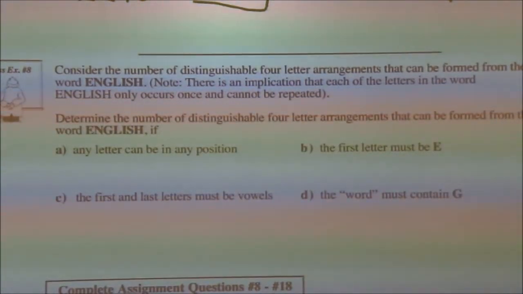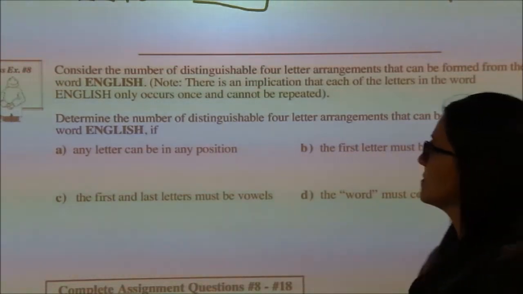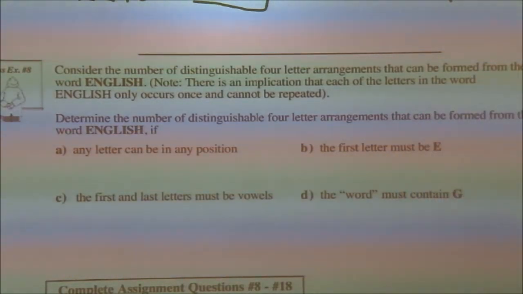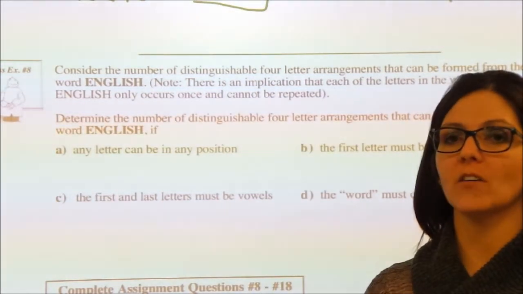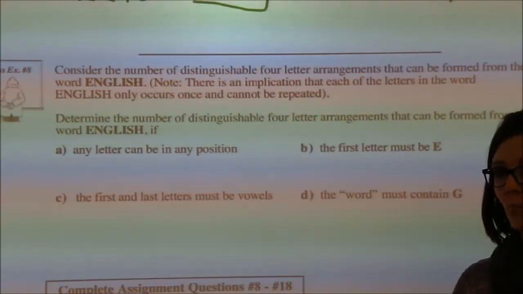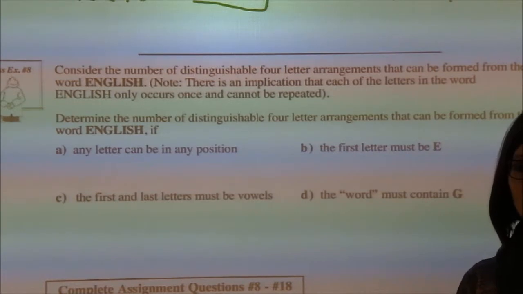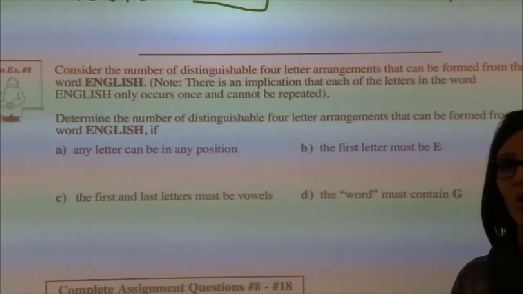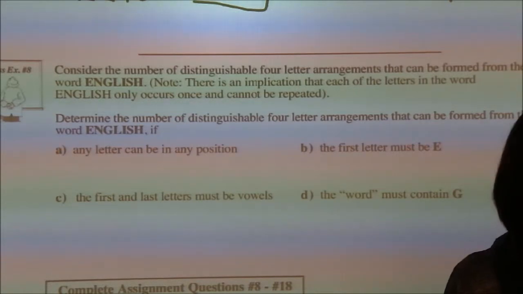Most commonly, a lot of the questions that you see that have to do with the fundamental counting principle are letter type questions such as this one. Consider the number of distinguishable 4-letter arrangements that can be formed from the word English. There is an implication that each of the letters in the word English occurs only once and cannot be repeated. So imagine Scrabble tiles. You have the Scrabble tiles with the letters for English, and you put them in a bag, and then you can pull them out. All we're looking for is 4-letter arrangements, not words. It's just what 4 letters could you have. It doesn't necessarily have to form a word.